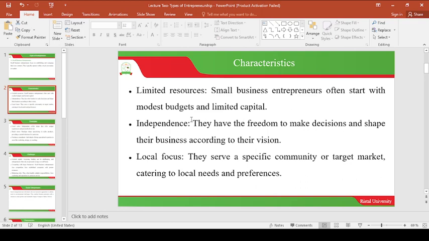Yes, you are still under the category of small business because by definition, a small business is a business which employs less than 50 workers. So if you have less than 50 workers, you are still under the category of small scale business. So basically, these are some of the characteristics of small scale business you need to know.